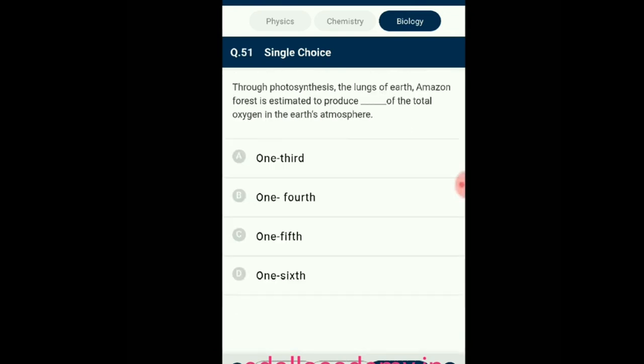Question number 51. Through photosynthesis, the lungs of Earth are estimated to produce dash of total oxygen in the Earth's atmosphere. Amazon rainforest produces approximately 20% of oxygen in Earth's atmosphere, which is about 1/5 of the total oxygen. So the answer for this question is option C, 1/5.